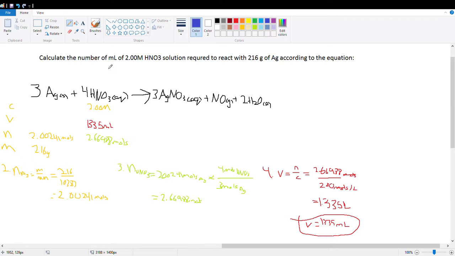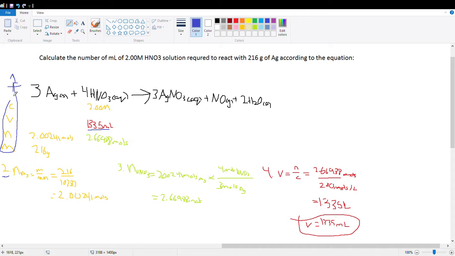Calculate the milliliters of 2.00 molar HNO3 solution required to react with 216 grams of silver according to this equation. It was already given to us balanced, so that was step 1. Step 2 was to convert to moles, and we also wrote out what we were given.